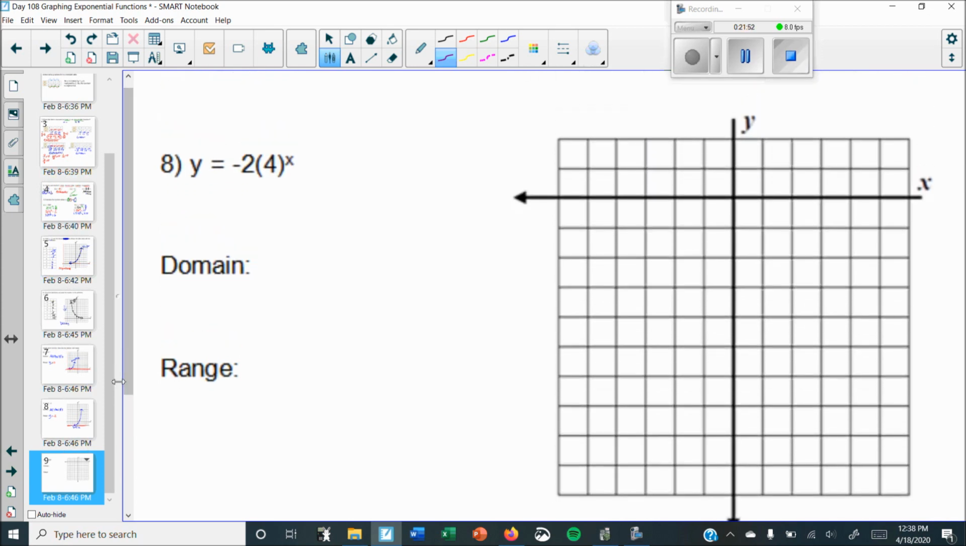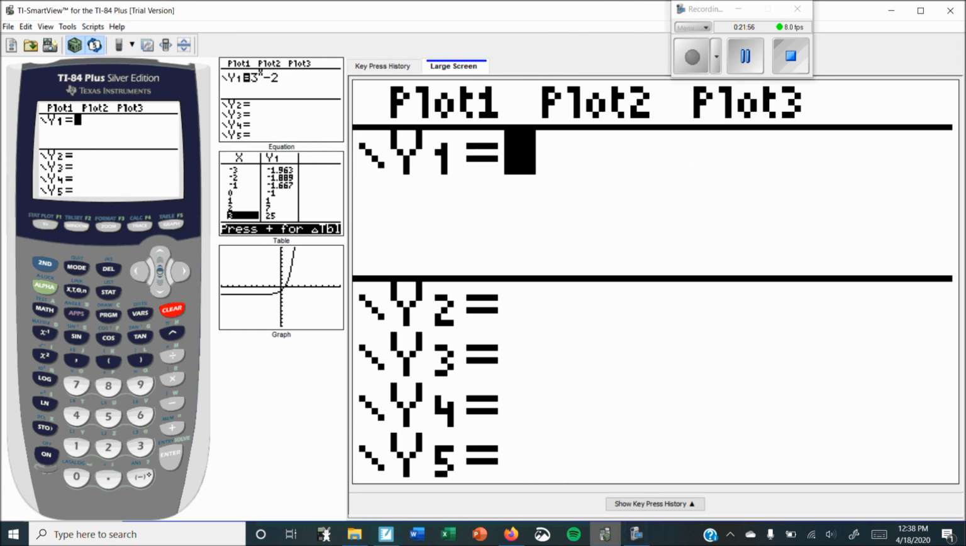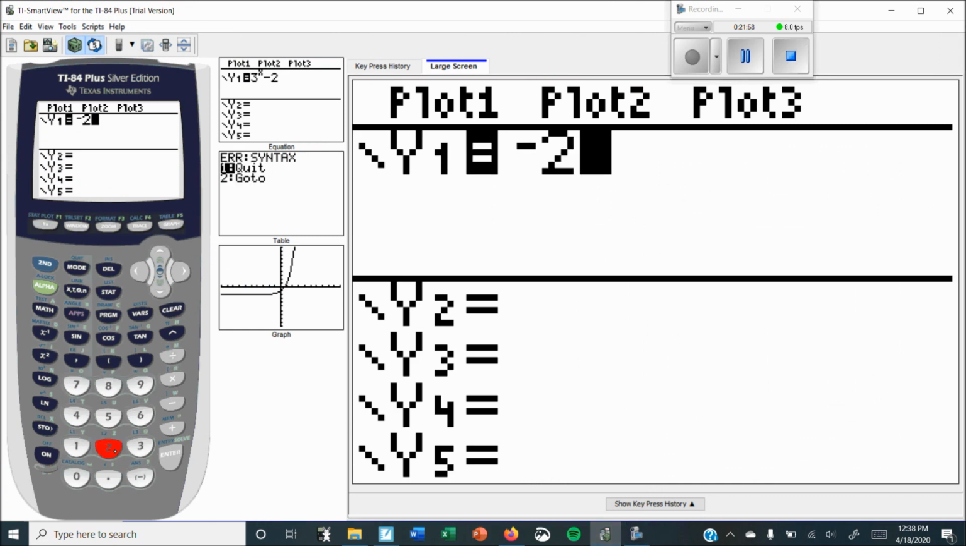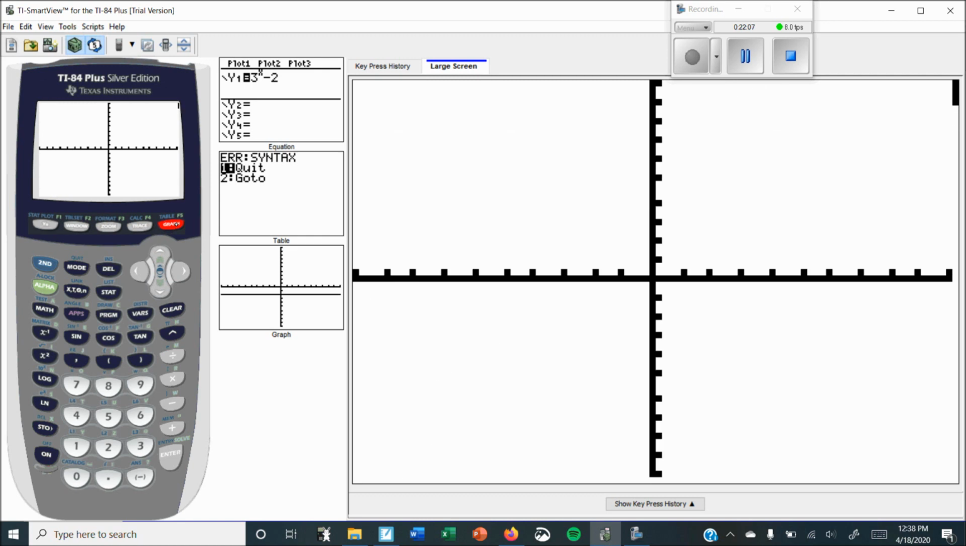So let's do it. You're going to graph it. You're going to type in y equals negative 2 parentheses 4 to the x. Okay, you're going to graph it. Yeah, so this one's upside down. And what made it upside down? It was that negative in front, just like we've always been doing.